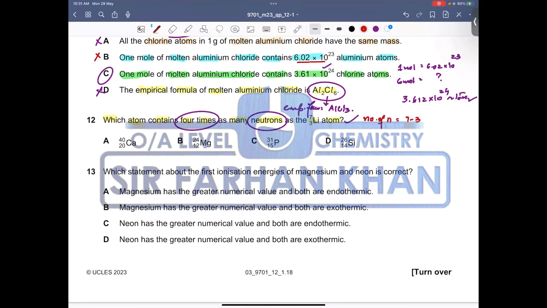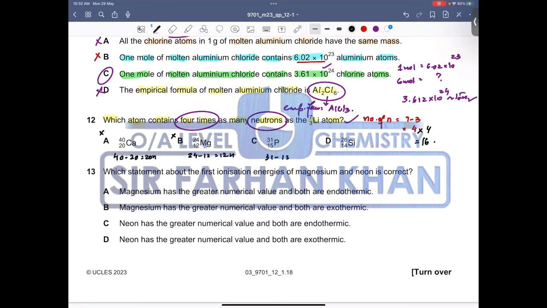7 minus 3 becomes 4. And I need 4 times of that. So times 4, so it's going to be 16. So let's check where we'll get 16 neutrons. 40 minus 20 becomes 20 neutrons. It is going to be incorrect. 24 minus 12 is going to be 12 neutrons. It's going to be incorrect.